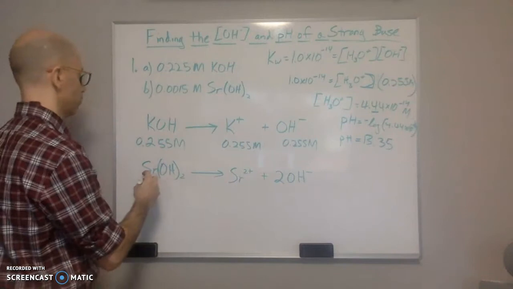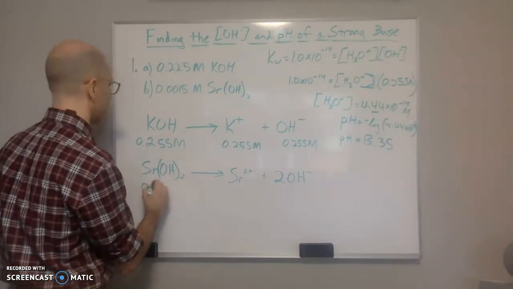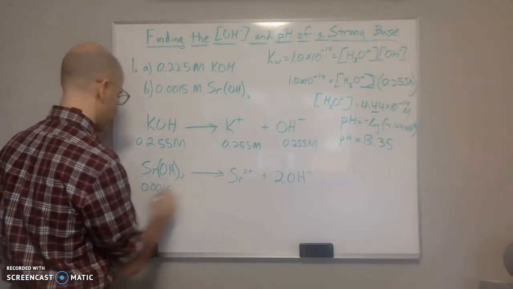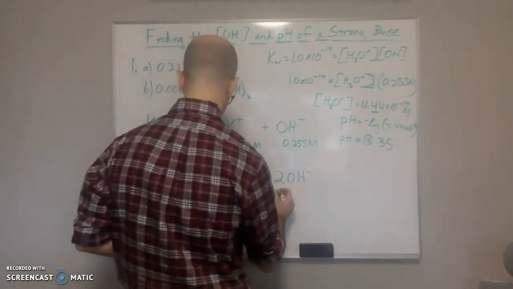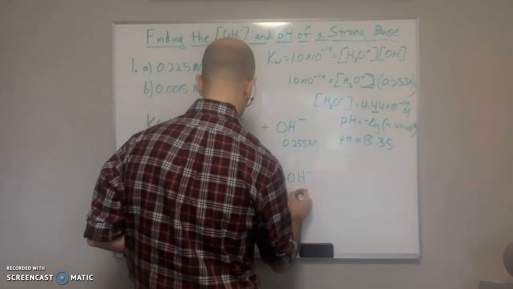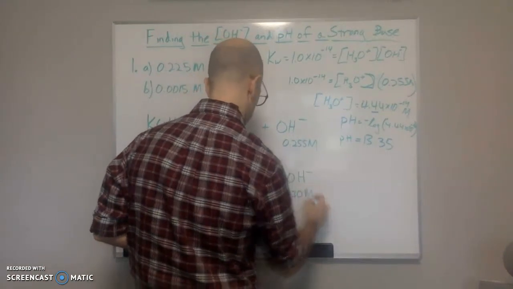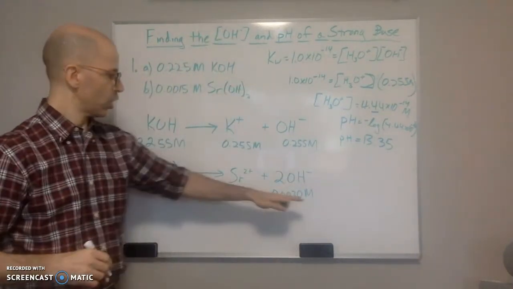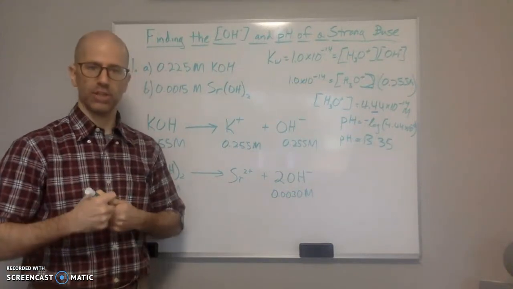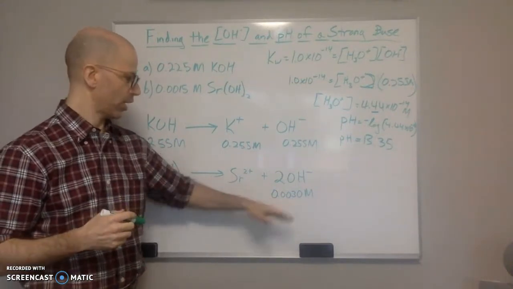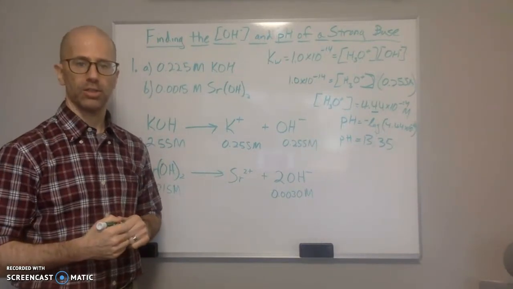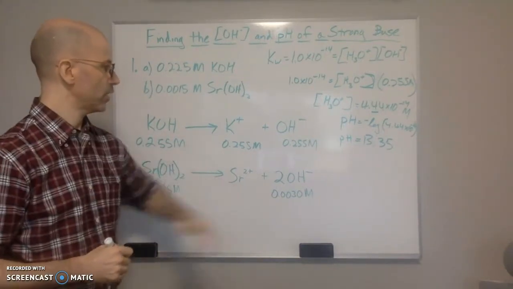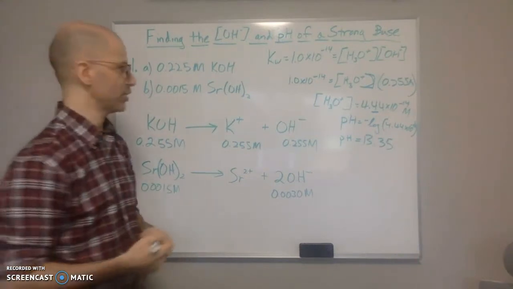So if we're starting with 0.0015 molar here, then we're going to double it. We're going to have 0.0030 molar there. So this is the concentration of OH minus that we're going to have in our solution. So now we know what the OH concentration is.